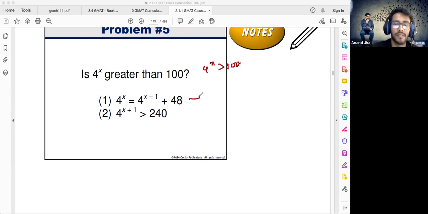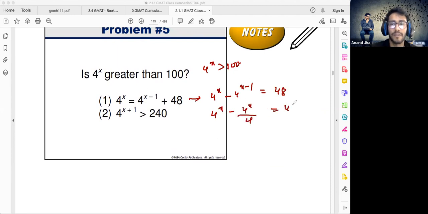Let's check this. Laws of exponent, you all are aware. This I can write as 4 to the power x by 4, because powers get subtracted. Take 4 to the power x common.